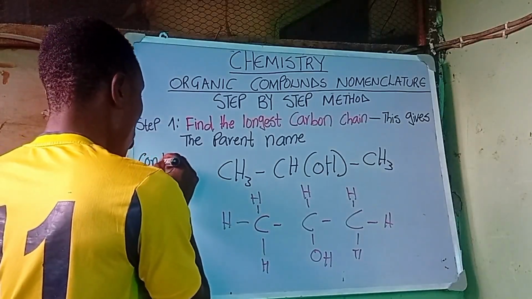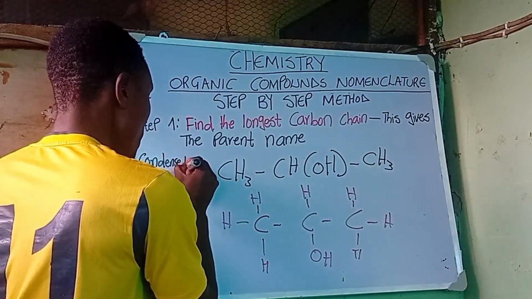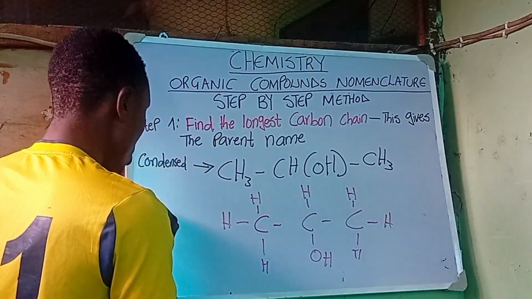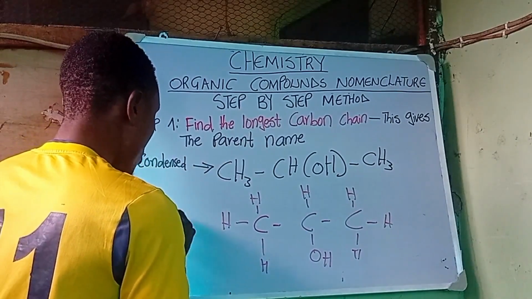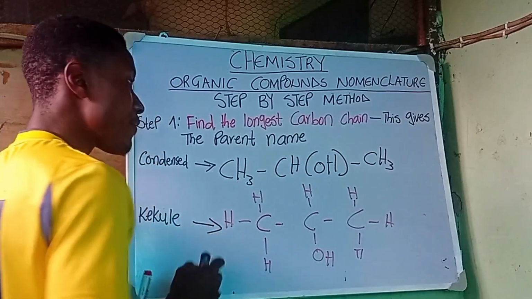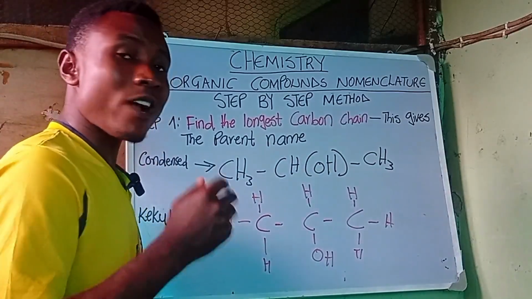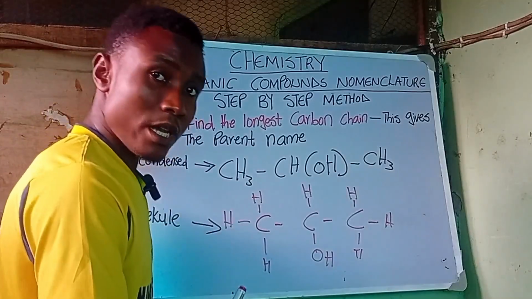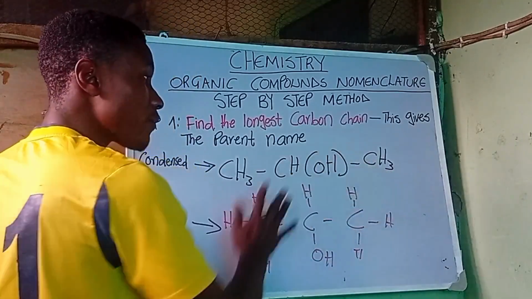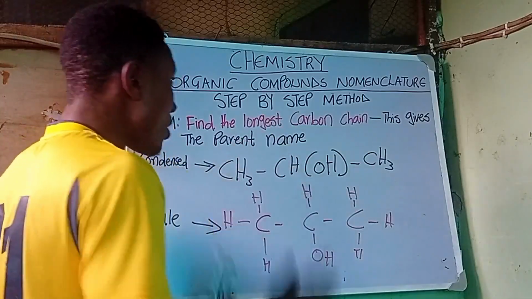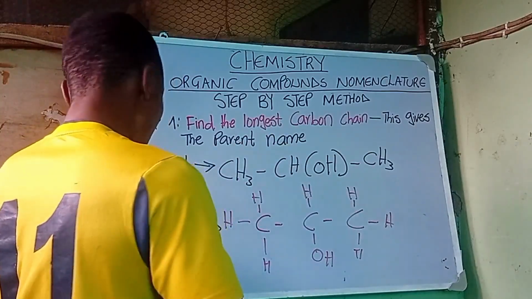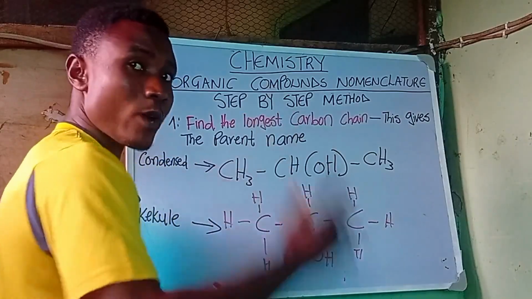So this is what we call condensed structure, and this is what we call the calculate. Any of them can be used to represent organic compound names in their nomenclature. So any of these structures can be used. But now we are trying to look at how we can name this organic compound.